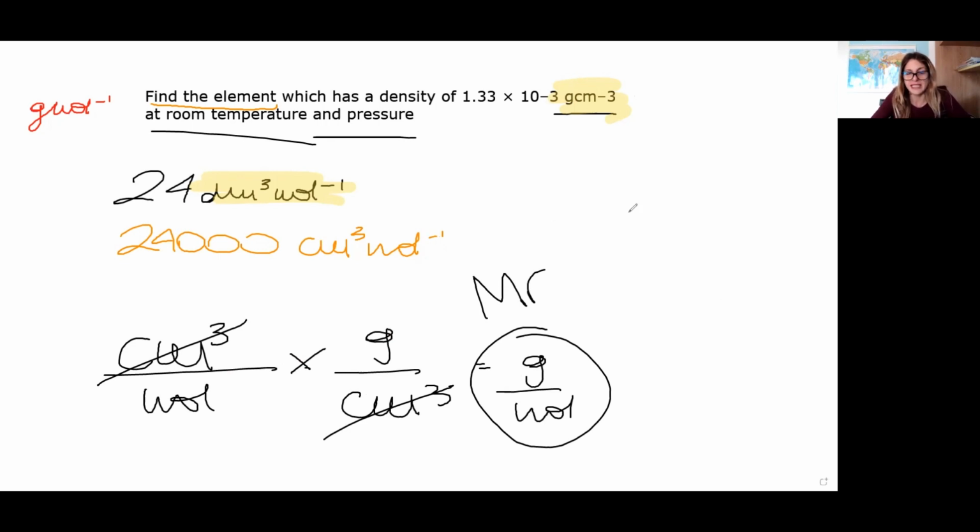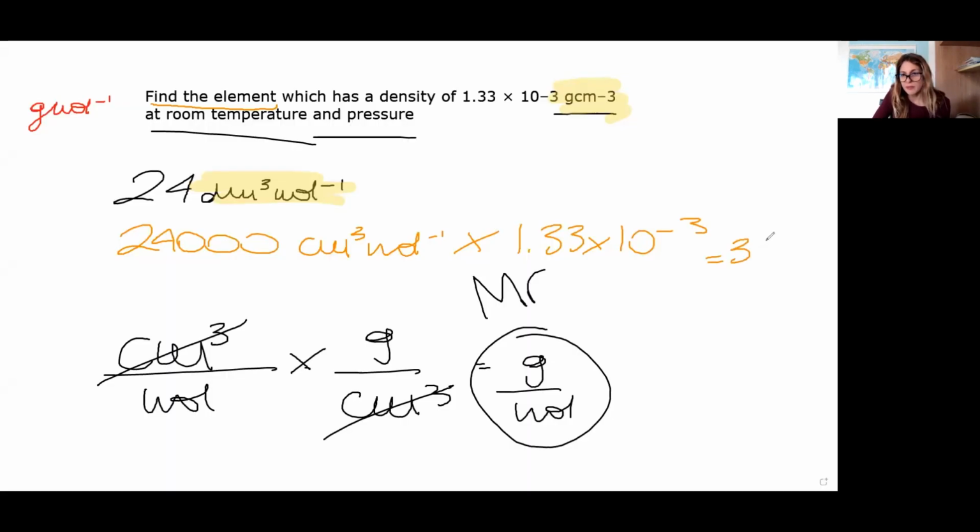Okay, so I haven't plugged it in the calculator, but we can try it. It's relatively simple, the numbers. So we have these 24,000. We will times it by 1.33 times 10 to the minus 3. So 31.92 is the value. Let's round it to 32.